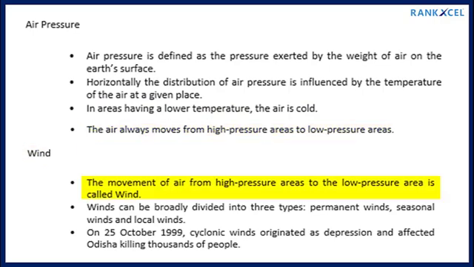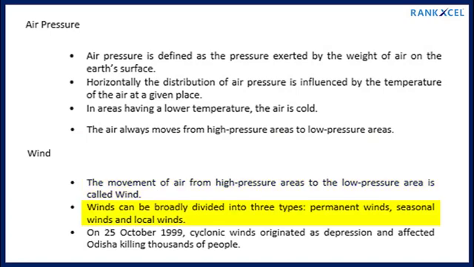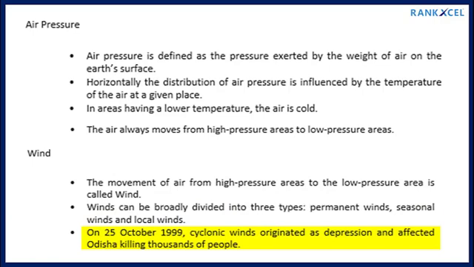Wind. The movement of air from high-pressure areas to the low-pressure area is called wind. Winds can be broadly divided into 3 types: permanent winds, seasonal winds and local winds. On the 25th of October 1999, cyclonic winds originated as depression and affected Odisha, killing thousands of people.